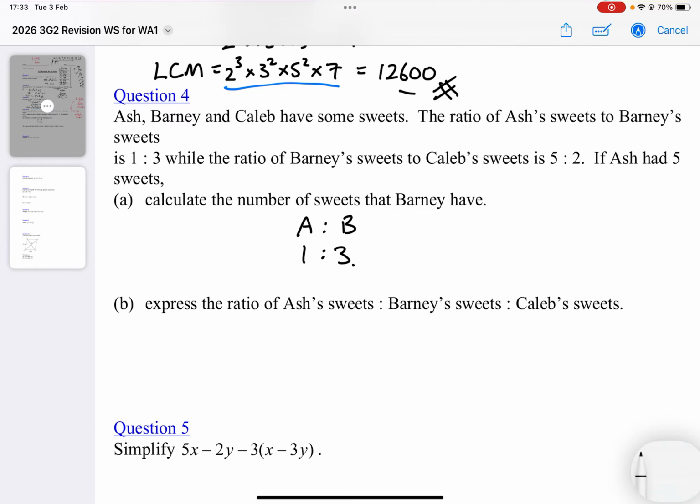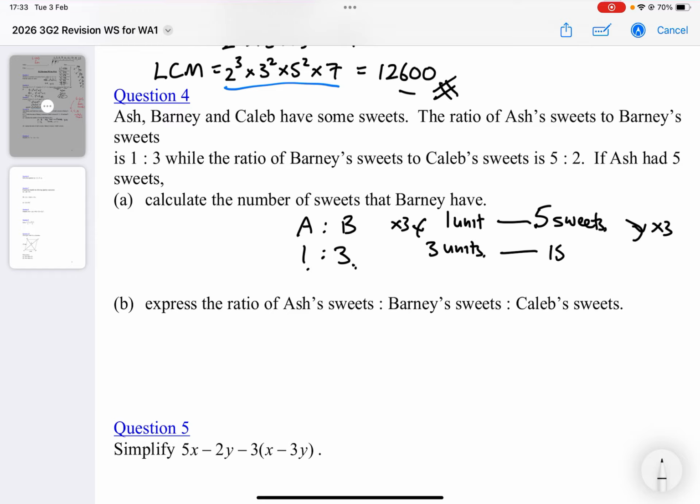So I can also see this as Ash has 1 unit, Barney has 3 units. Okay, so Ash 1 unit, then they also tell you Ash is 5 sweets. So every 1 unit is 5 sweets. If I want to find out Barney have how many, Barney has 3 units. So 1 to 3 is multiply 3. Then if I want how many sweets he have, I also multiply 3. 1 unit is 5, 3 units is 3 times 5, so 15 sweets. This part quite simple. Okay, then part B.